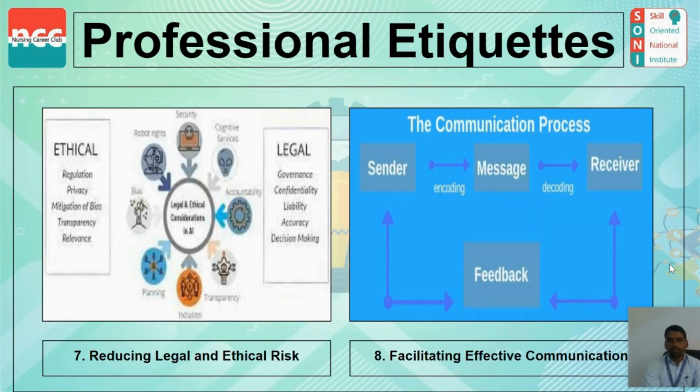Seventh, reducing legal and ethical risk. We should reduce legal and ethical risk. It means that we should decrease the level of legal and ethical risk, and there should be a proper decrease in the legal and ethical risk. Eighth one is facilitating effective communication, and the communication between the patient and the doctors can be very impressive. The process of communication is that a sender sends a message to the receiver, and the receiver again gives feedback to the sender. It is a communication process.